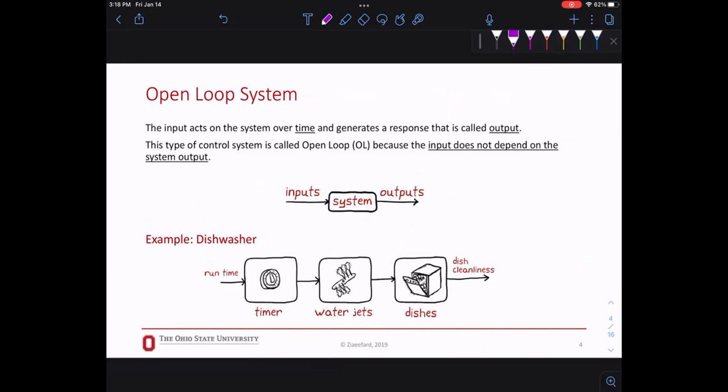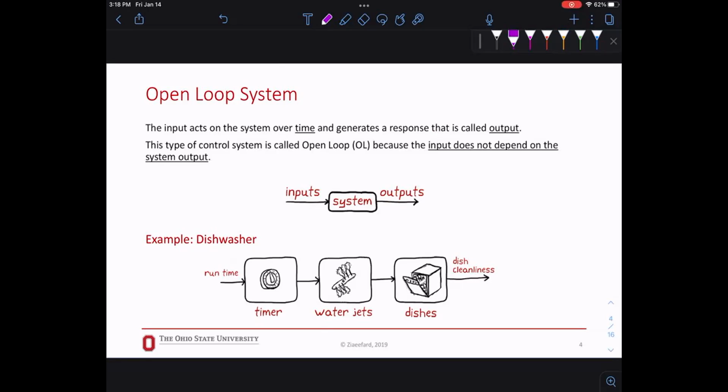All right. So open loop system. We did take a look at open loop systems last class. So the input acts on the system over time and produces output. That's basically how we define the system. The system has input and output, right? The specification of the system is that the input never sees the output, doesn't know what happens, right?